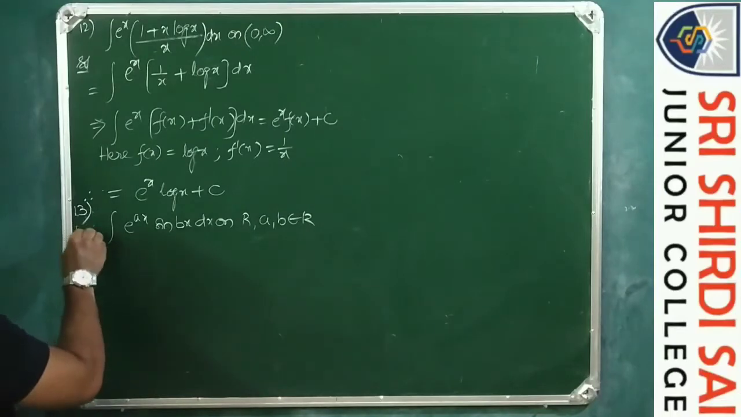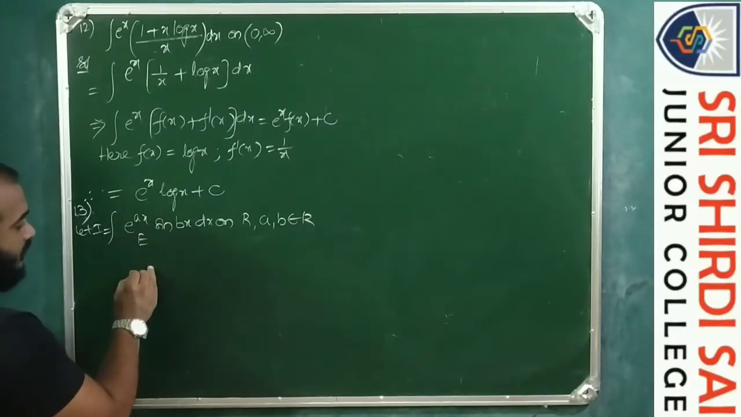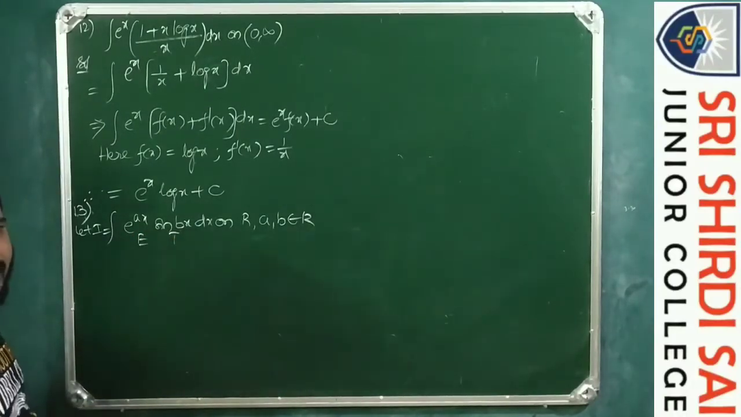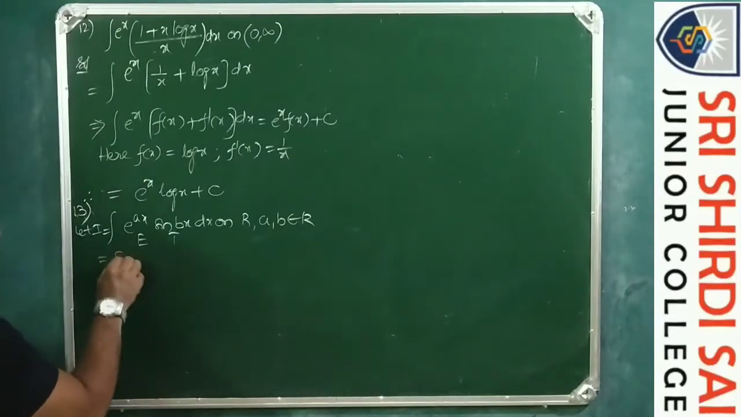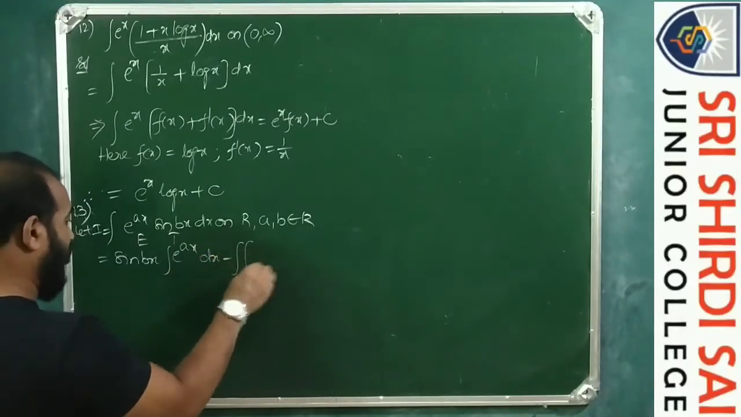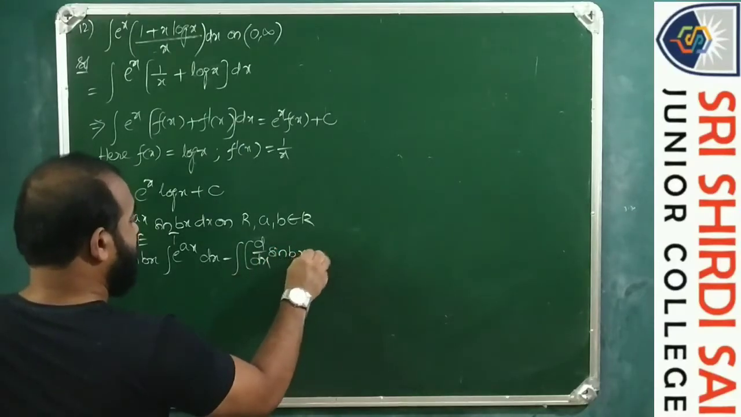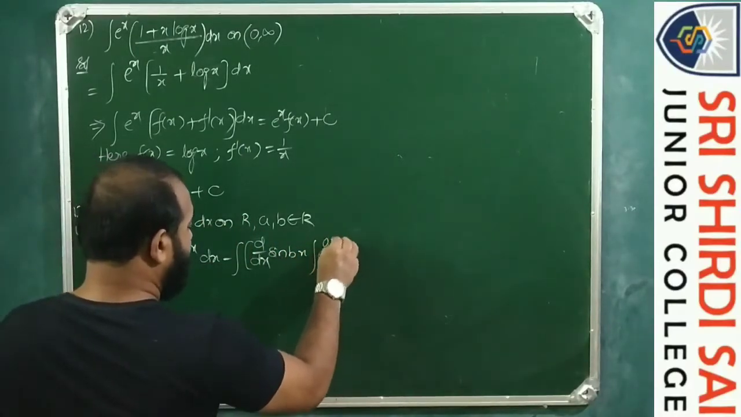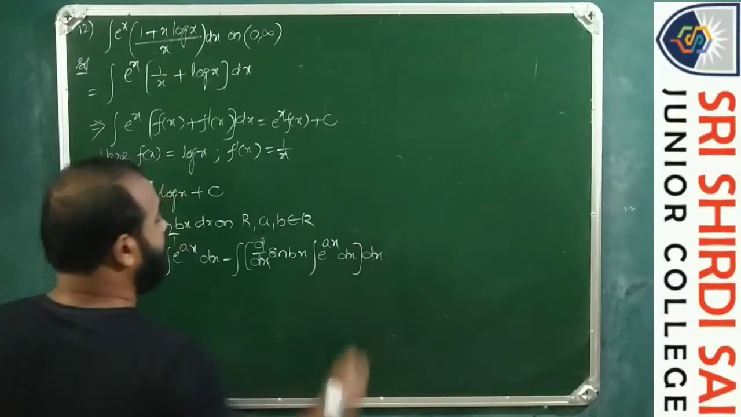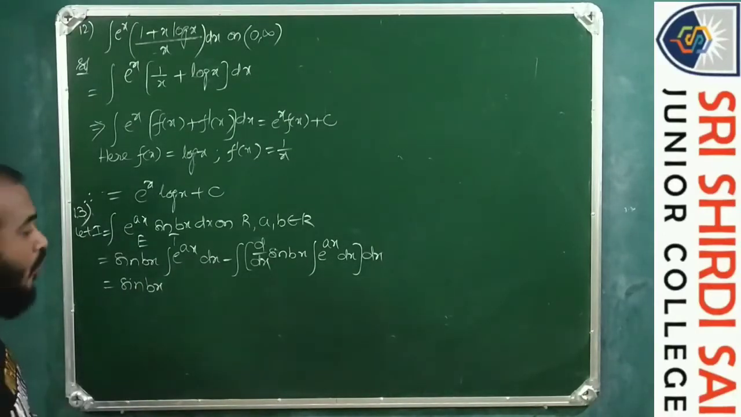So for that, let I be equal to this integral. Now here this is an exponential function and this is a trigonometric function. See, I LATE comes first. So first function into integral of second function dx minus integral of d by dx of first function, which is sin bx, into integral of second function dx, whole dx. So this is sin bx into integral e power ax dx. Let us take it as x. Then integral e power x dx is e power x itself.